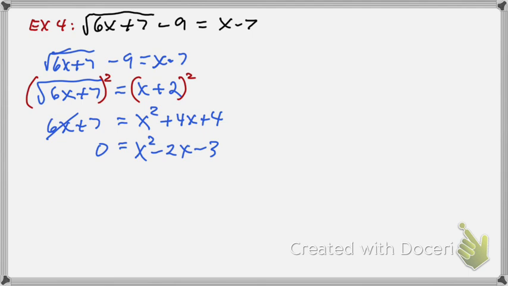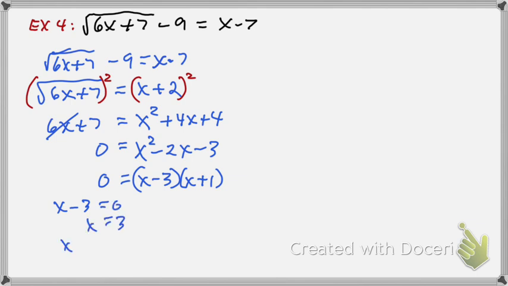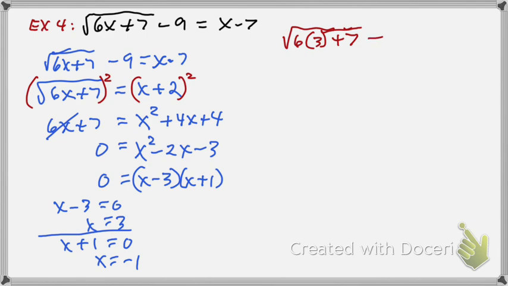Peyton. X minus 3 and x plus 1. Thank you. I set each one of those to 0. Two potentials. Start checking. So I've got 6 times 3 plus 7 minus 9 equals x minus 7.